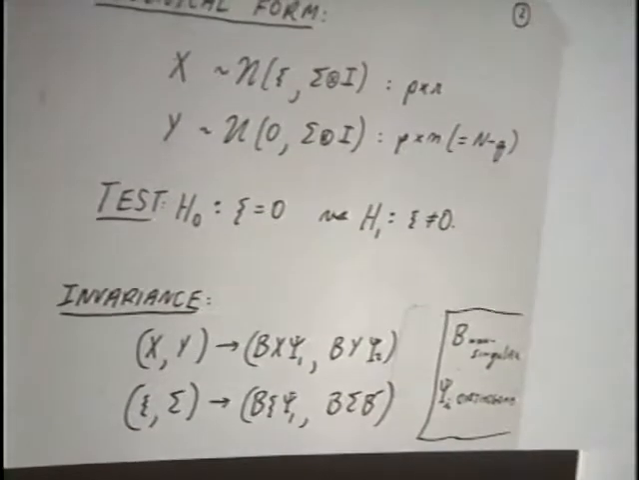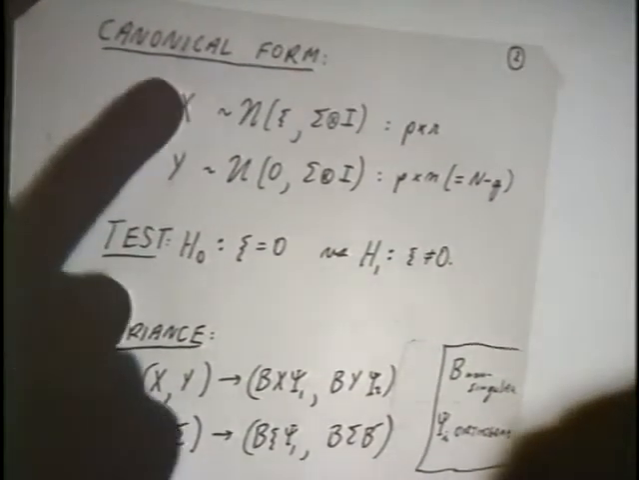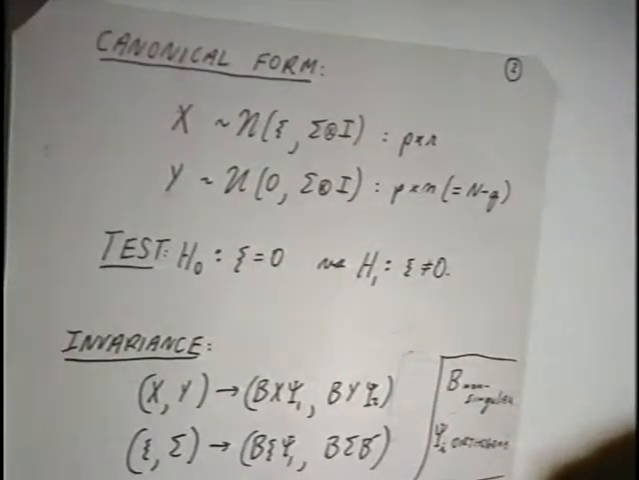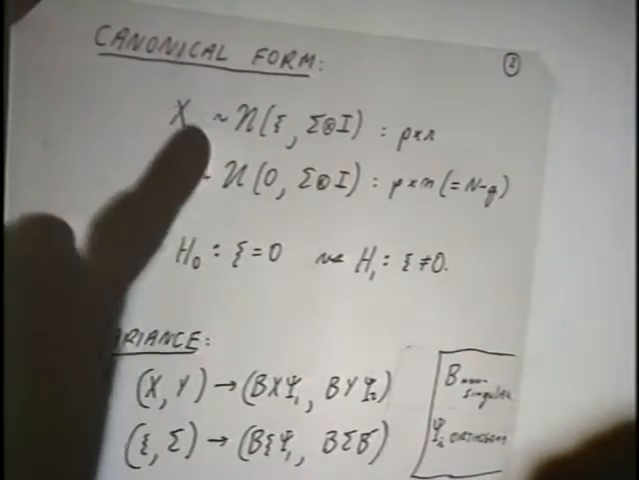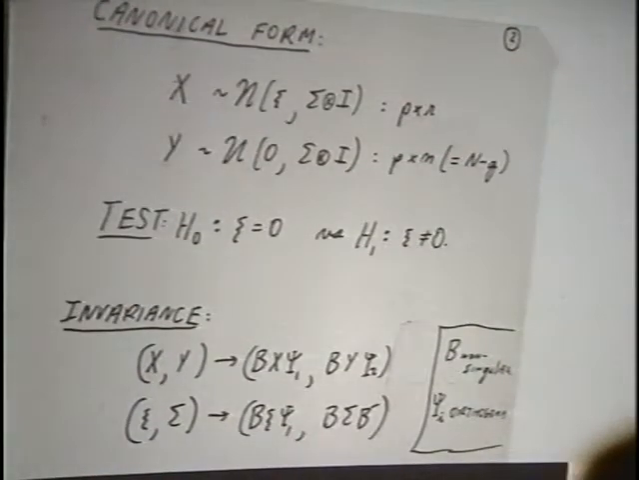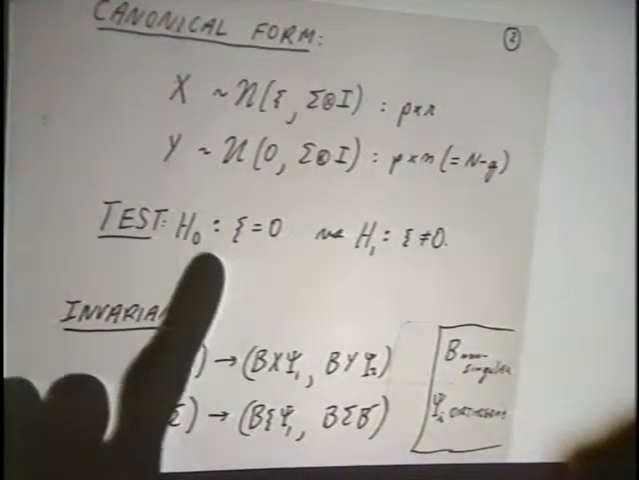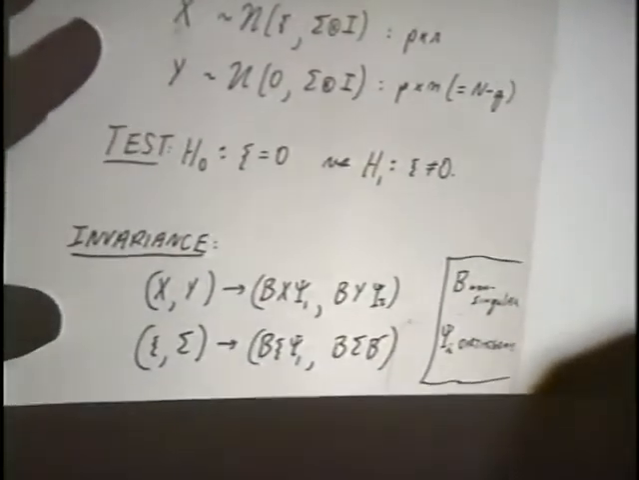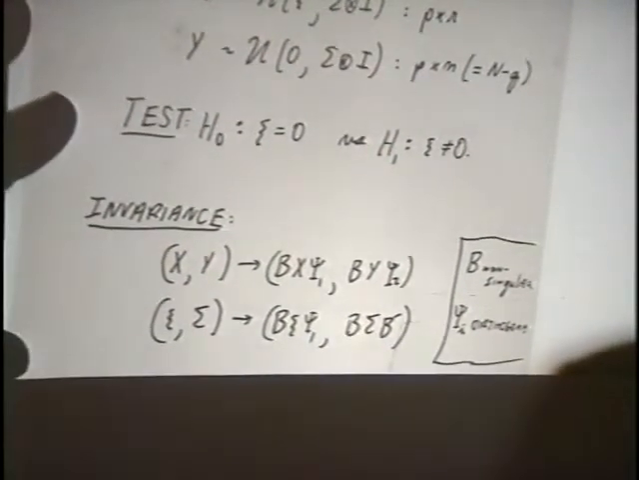By reparametrizing, applying non-singular linear transformations, reduce the testing problem to one involving two independent random matrices, X and Y, both multivariate normal random matrices, again with mutually independent columns and common covariance matrix sigma. The first random matrix X has a mean matrix xi. The hypothesis becomes testing xi equals 0 versus xi not equal 0. Again, just the very classical multivariate testing problem.